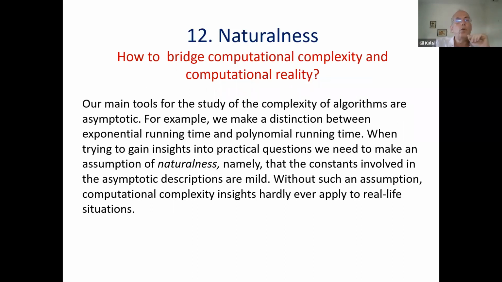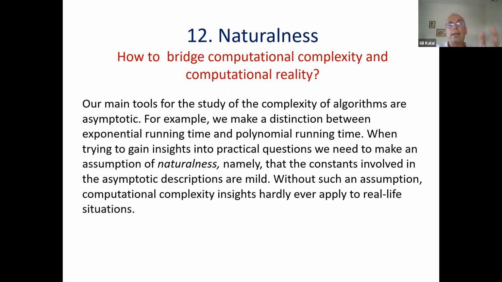So here I want to mention the last item, and this is the notion of naturalness. And this is a very interesting thing about how to bridge computational complexity and computational reality. So let me describe this idea. It's fairly isolated from all the others. Our main tool for the study of the complexity of algorithms is asymptotics.